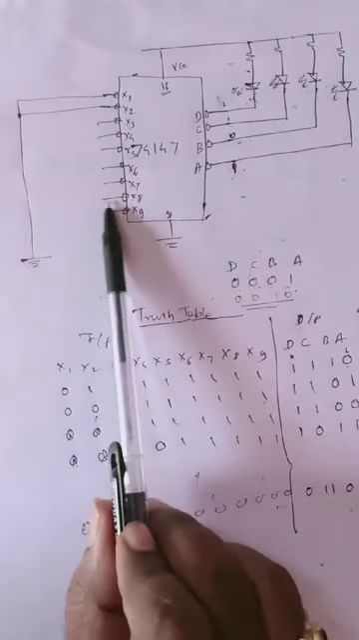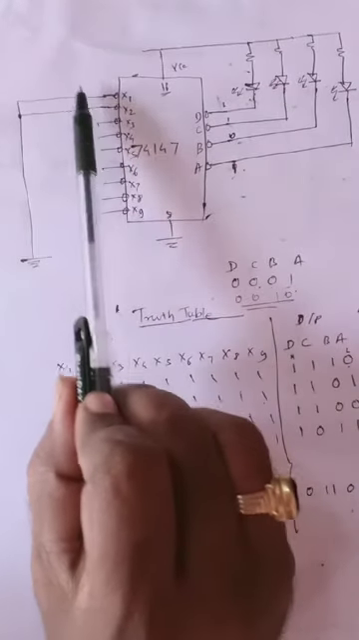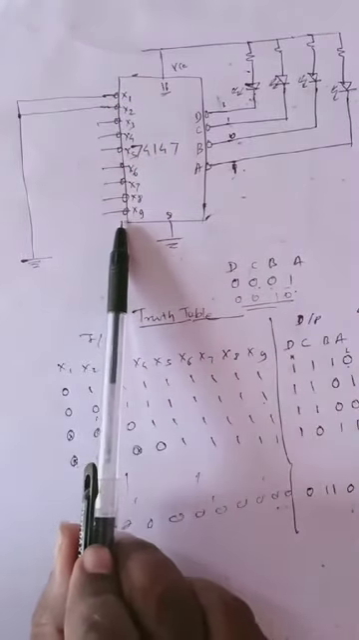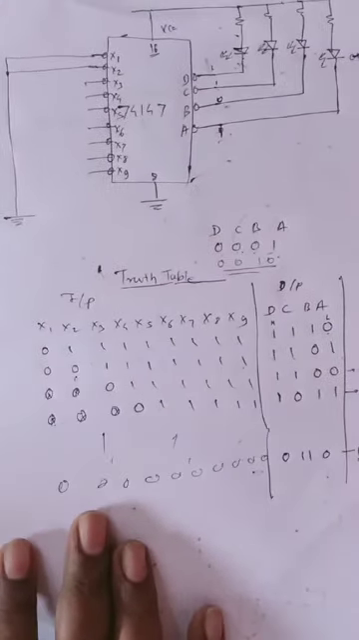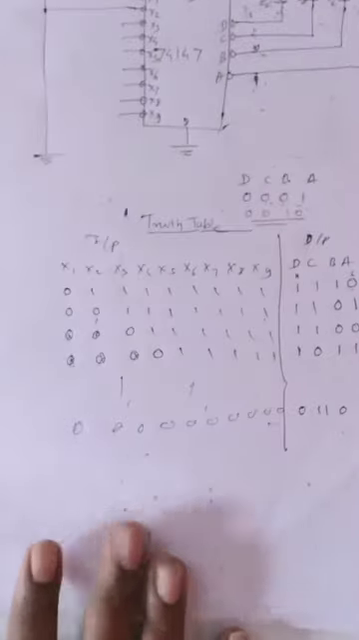Highest priority input is this one, lowest priority is this one. If you apply all the inputs, you will get the equivalent of this. Okay, so this is the advantage of the priority encoder.